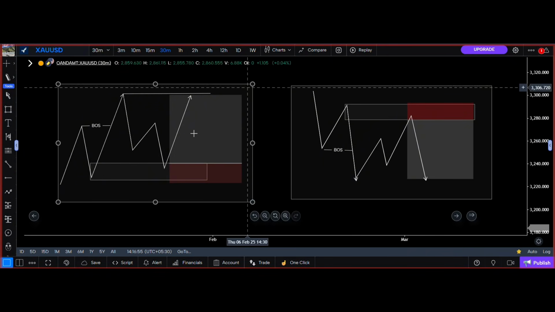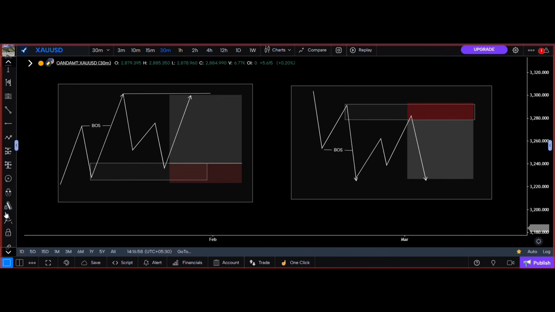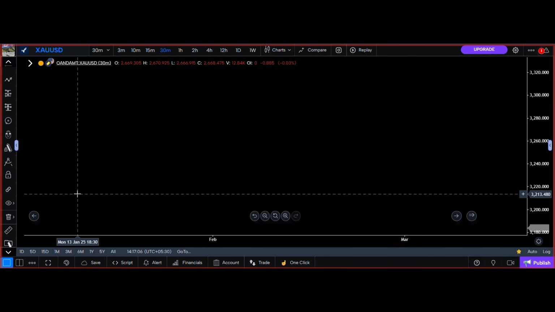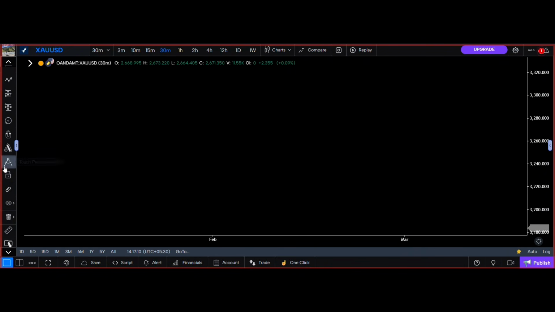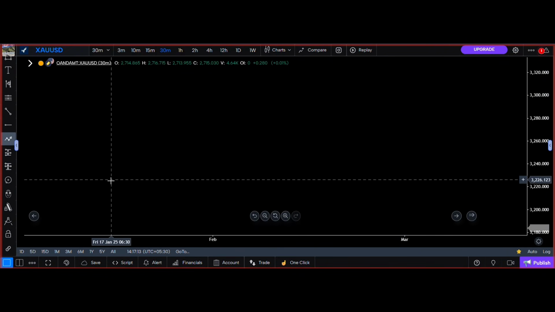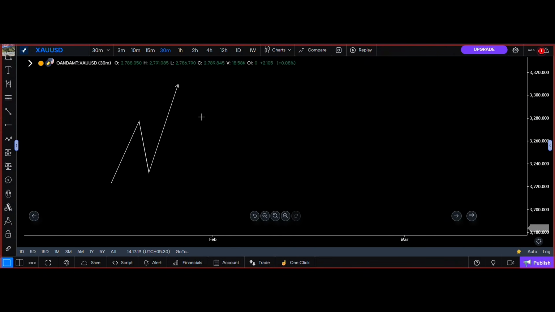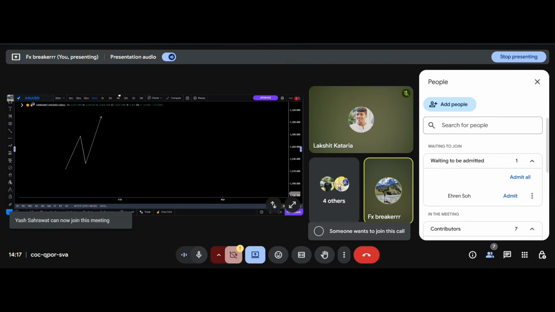Yes. Now we have entry model number 2. Let me remove this. Now entry model number 2 on supply and demand. The market moves up and comes down, then goes up. Here the market has moved up.